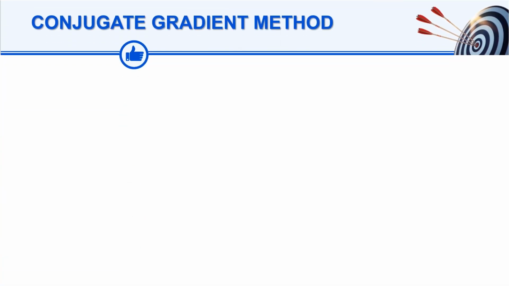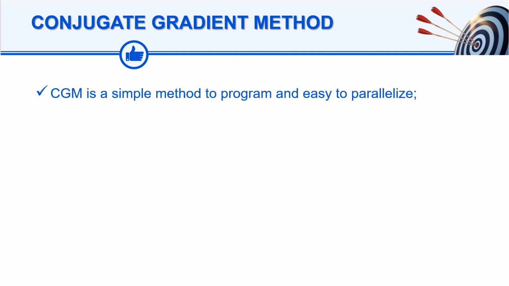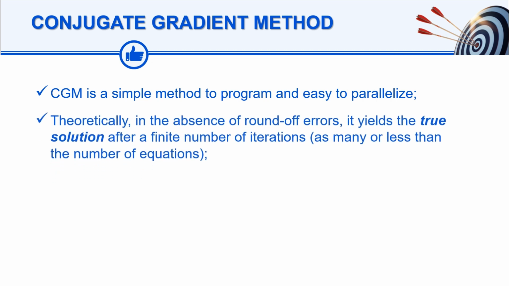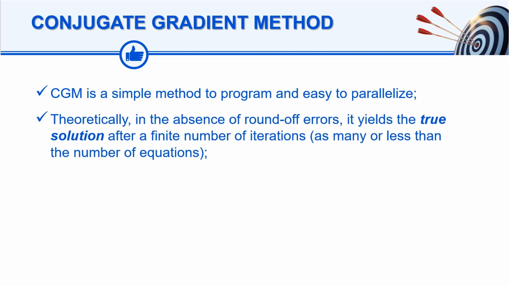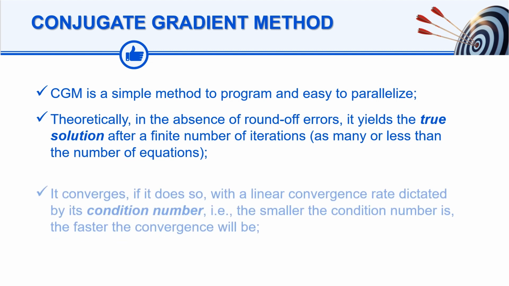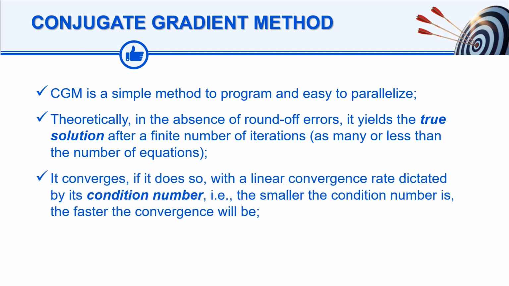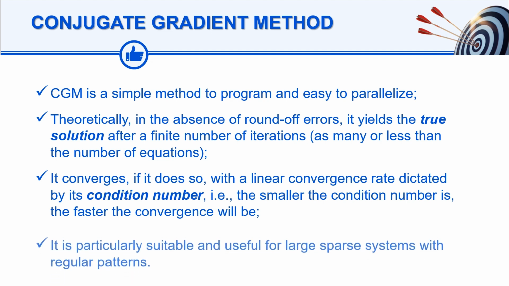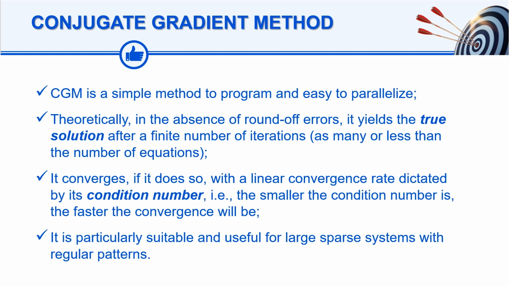The advantages of the method are: CGM is a simple method to program and easy to parallelize. Theoretically, in the absence of round-off errors, it yields the true solution after a finite number of iterations, as many or less than the number of equations. It converges, if it does so, with a linear convergence rate dictated by its condition number, that is, the smaller the condition number is, the faster the convergence will be. It is particularly suitable and useful for large sparse systems with regular patterns.